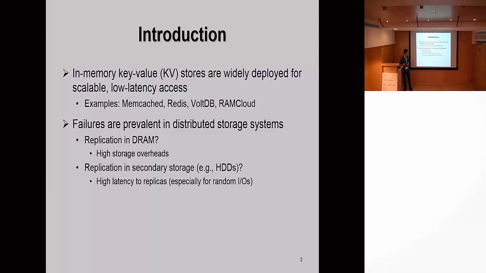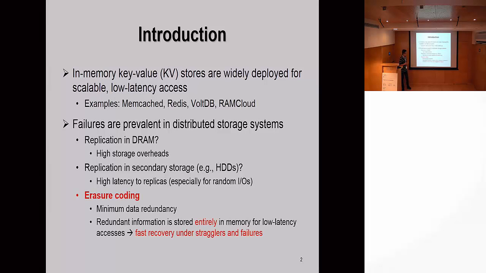Another approach, which has been used by some systems like RAMCloud, is to store the redundancy in secondary storage, such as hard disk. The problem, we think, is that this will introduce high latency to access these replicas, especially when we issue a degraded read, in which we want to read the redundancy data from the secondary storage in order to recover the data. So the overhead could still be huge, especially during failure recovery.